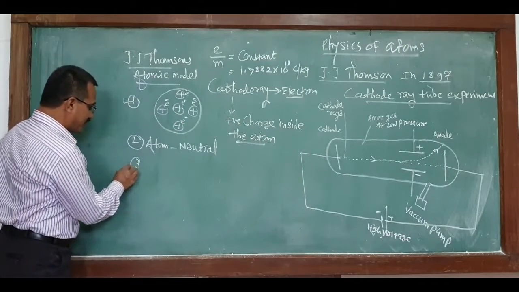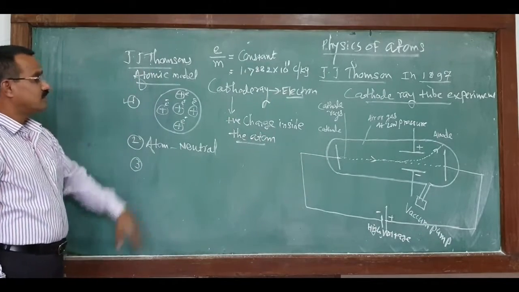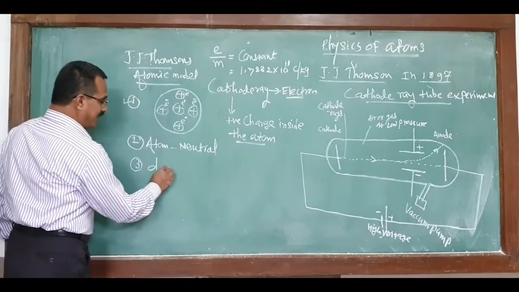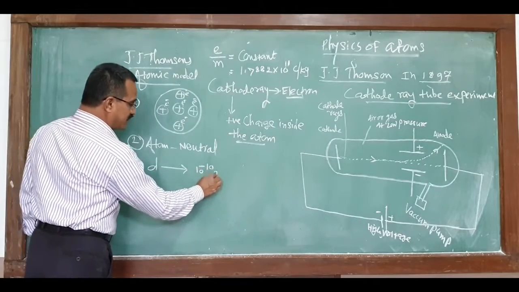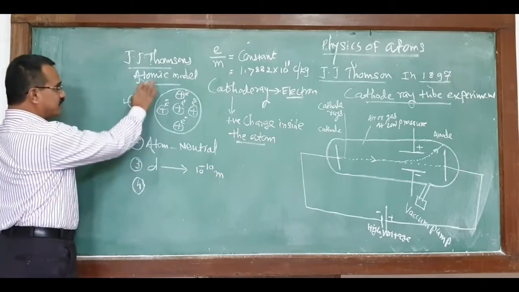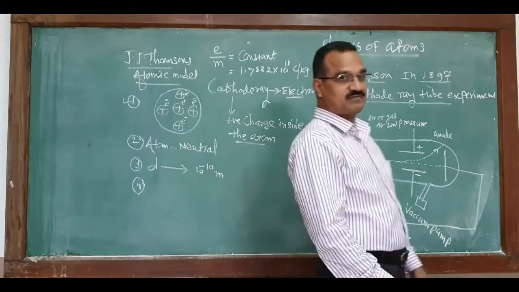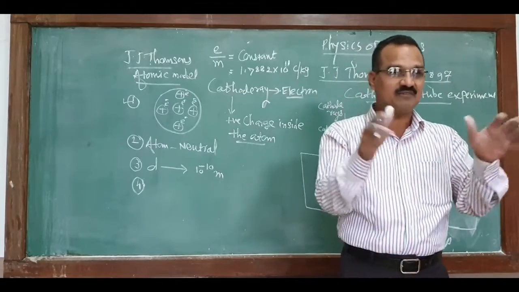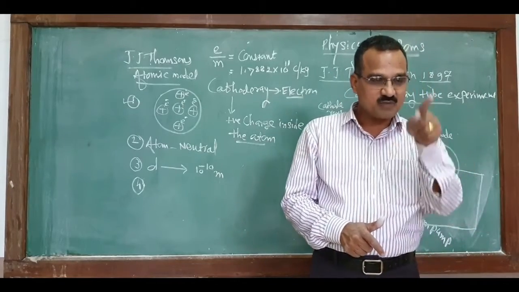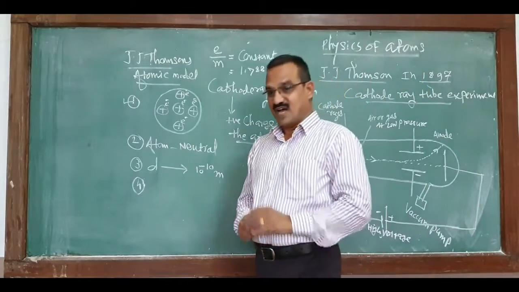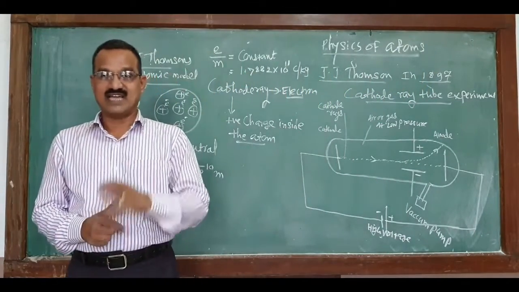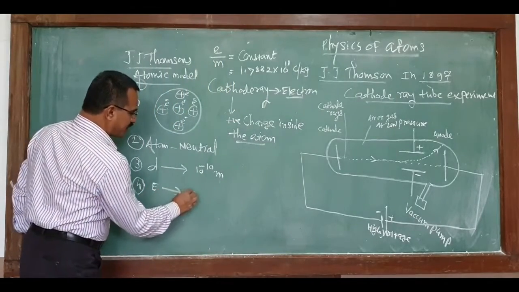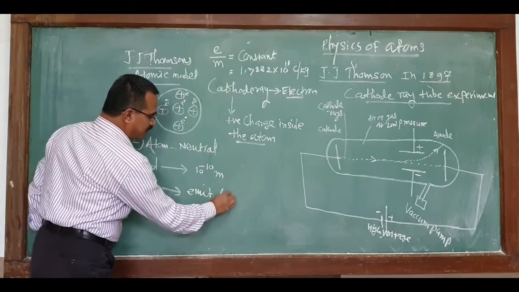Third point, with reference to Thomson, the diameter of the atom is 10 raised to minus 10 meter. And fourth point, according to Thomson, electrons within the atom are not stationary, they vibrate with respect to their mean position, and during this vibration they emit light. Means electrons emit light.